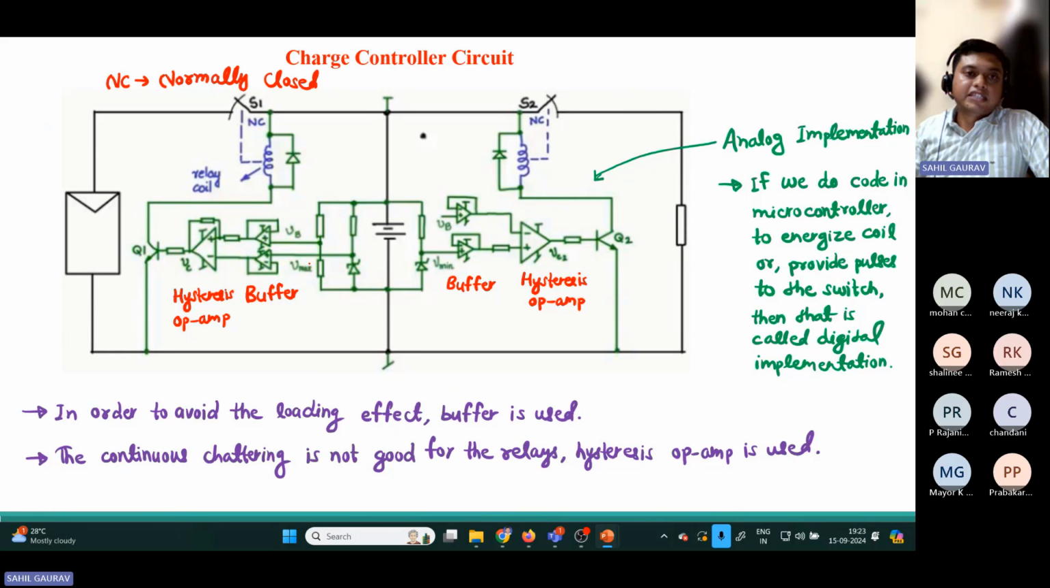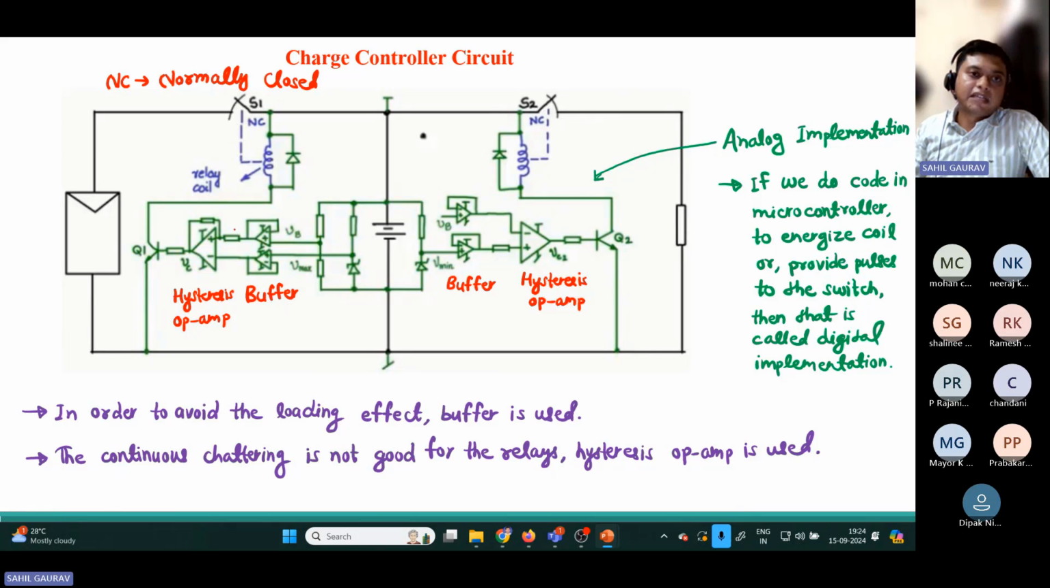The Zener diode is used to set this maximum limit. And why are we using this buffer? We are using this buffer to avoid the loading effect, so that the effect of this resistance does not affect the other part of the circuit. In order to isolate and avoid the loading effect, we are using this buffer. So only the signal part should come to the other side, and the other side should not be affected by the current and voltage present at the opposite side of the buffer.